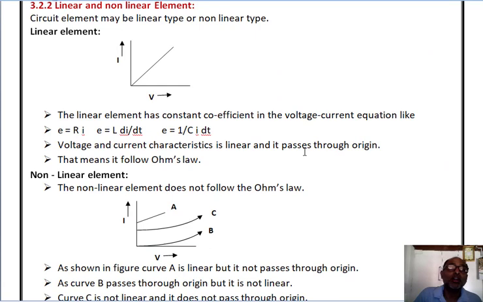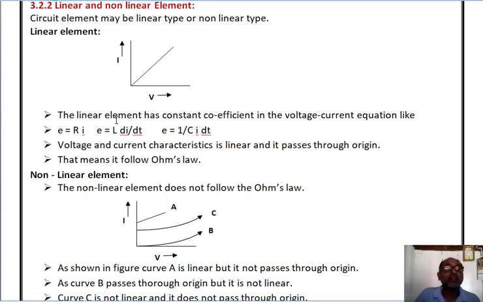Second, linear and non-linear elements. The elements used in the circuit or the network may be linear type or non-linear. So first, linear element. Here we can draw one characteristic, which is between voltage and current, and you can see the characteristic. It is a linear characteristic. That means it provides a linear relationship between voltage and current.